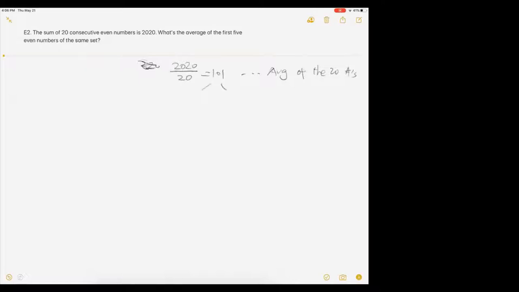So that means what? So the 10th number is 100, and then the 11th number is 102. Very good. So this is the 10th number, and this is the 11th number. Okay? So then I just kept going out with that. I found that the 9th number was 98, and I just kept going. Oh, okay. So you started going back, 98, 96, all the way to the first one. What did you find for the first one?